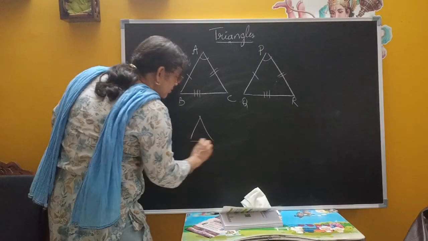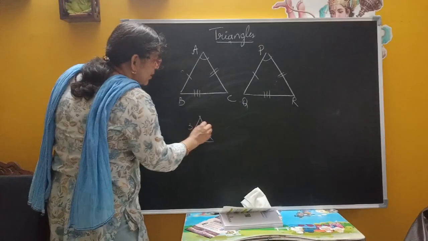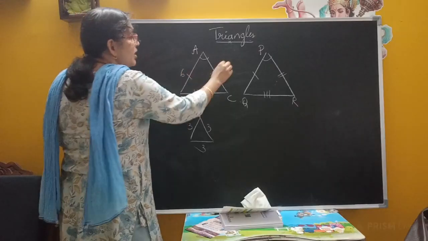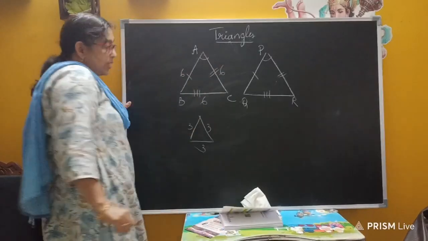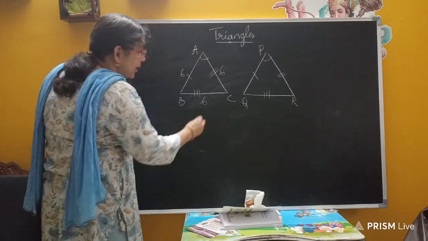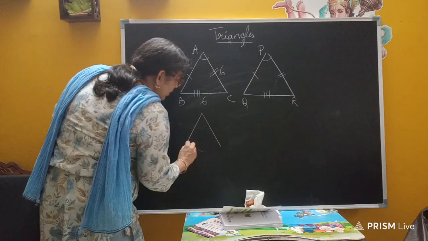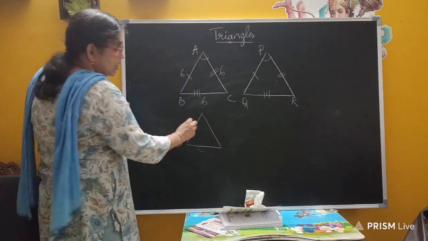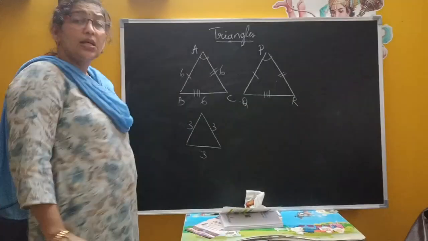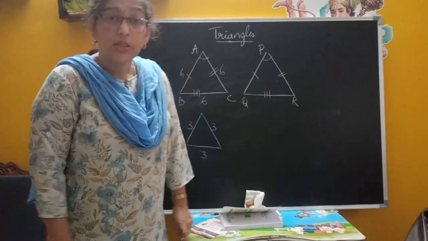I will have small equilateral triangle 3 cm, 3 cm, 3 cm. Now this is 6 cm, 6 cm, 6 cm. I have both two equilateral triangles but are of different size. Okay, so all equilateral triangles are examples for similar figures.